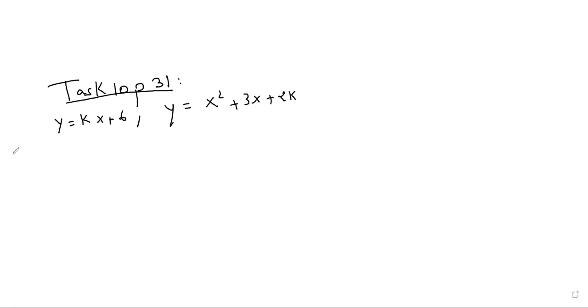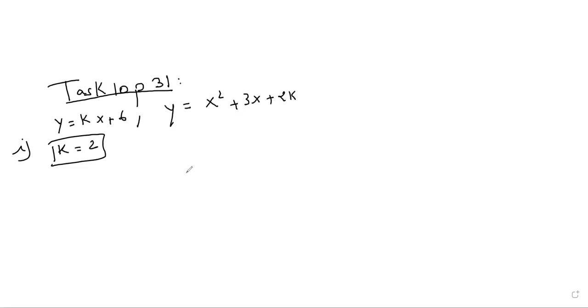So the first question, for k is equal to 2, they gave you the value of k here. The curve intersects the line at 2 points, A and B. Find the distance AB and the coordinates of the midpoint of AB.